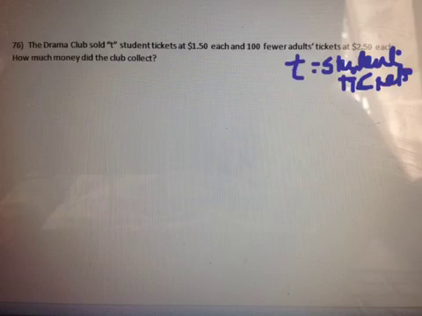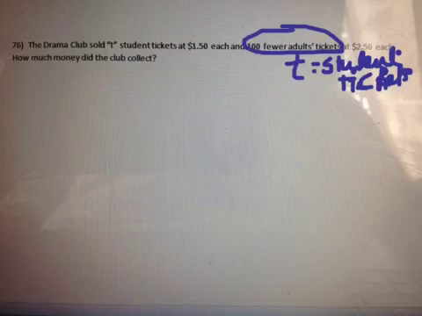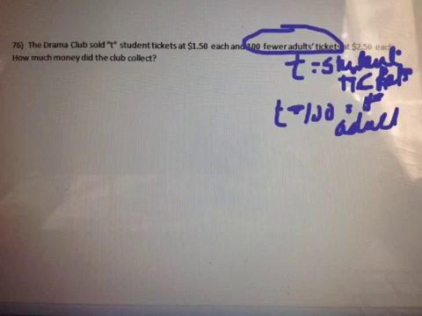And then when they tell us something else, and we're going to want to make an expression for that, they tell us that we sold 100 fewer adult tickets. So if T was the number of student tickets, T minus 100 is going to be the number of adult tickets. Sorry about the writing, it just doesn't want to stick today.